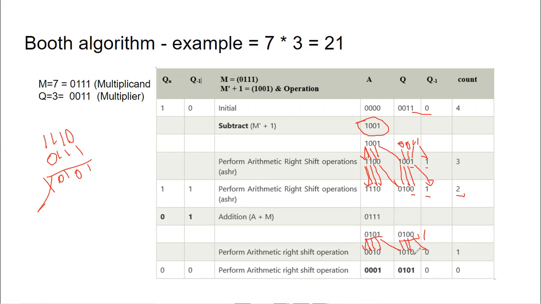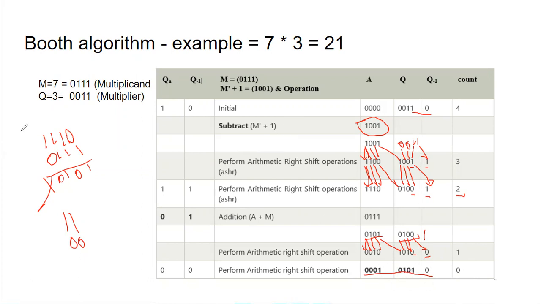Now you check Q0 and Q minus 1. Both are 0. When both are 0, we just do an arithmetic right shift. So when both are 1 and when both are 0, you just shift right. You don't do any A plus M or A minus M. So now again you do a right shift. Finally you will get this answer. Now the count becomes 0, and this is your answer.